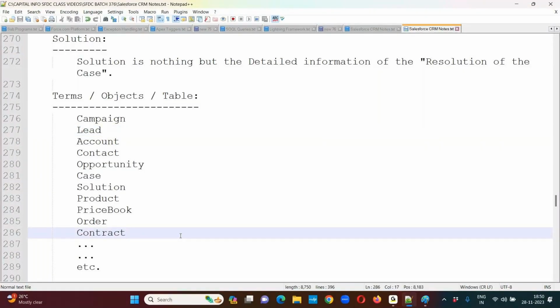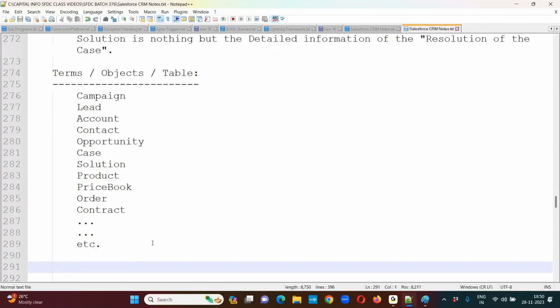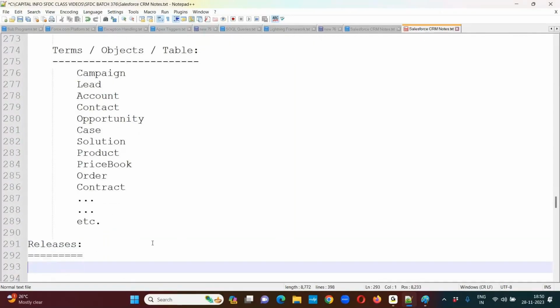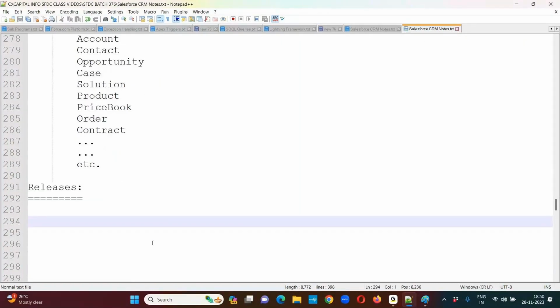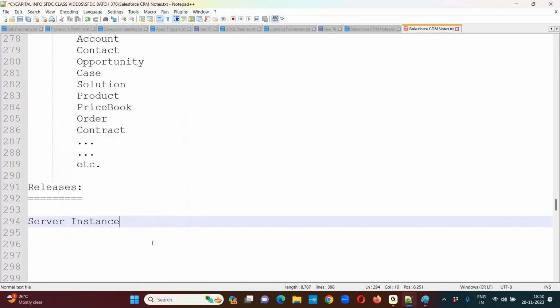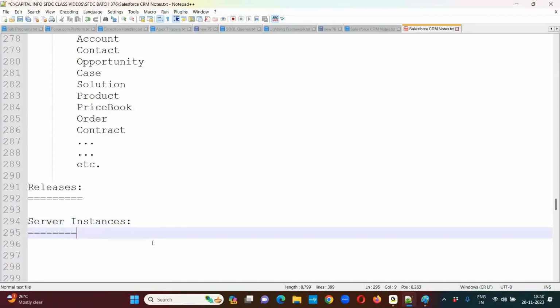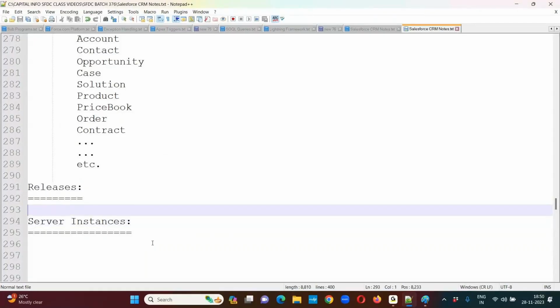Then, how can we convert these leads into customers? We'll see practically in tomorrow's session. Tomorrow I'm going to discuss the releases of Salesforce, how frequently Salesforce provides new releases, and along with that the server instances. That means, as part of infrastructure facilities, how many servers are maintained by Salesforce in different regions.